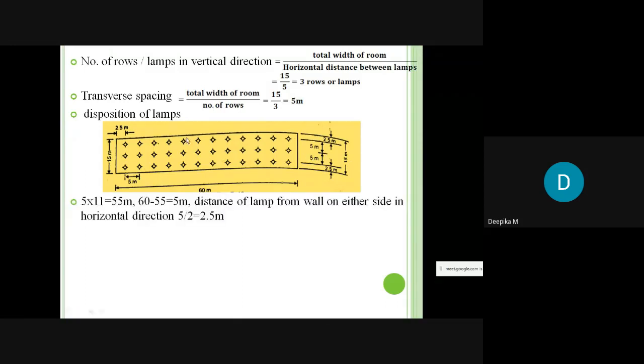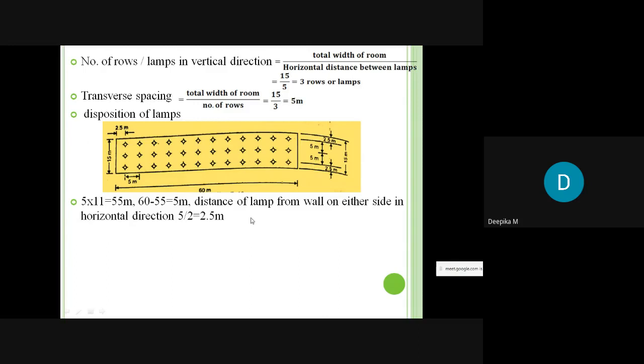Next, as I told you, there are, you can see here, 2, 3, 4, 5, 6, 7, 8, 9, 10, 11. So 11 times the 5 meter distance are there. So therefore 5 into 11. So this will cover only 55 meter. And we have left out with 5 meters. So this 5 meter is divided by 2 will give you the answer. This is actually the distance of lamp from the wall. So this distance is nothing but 2.5 meters.